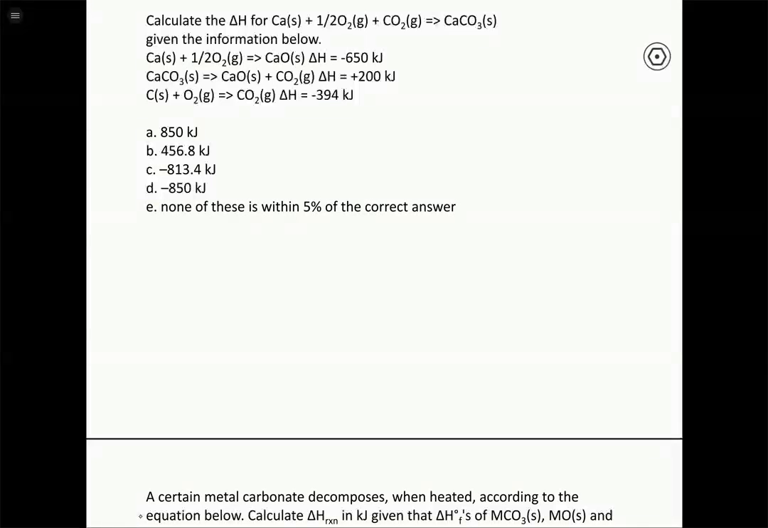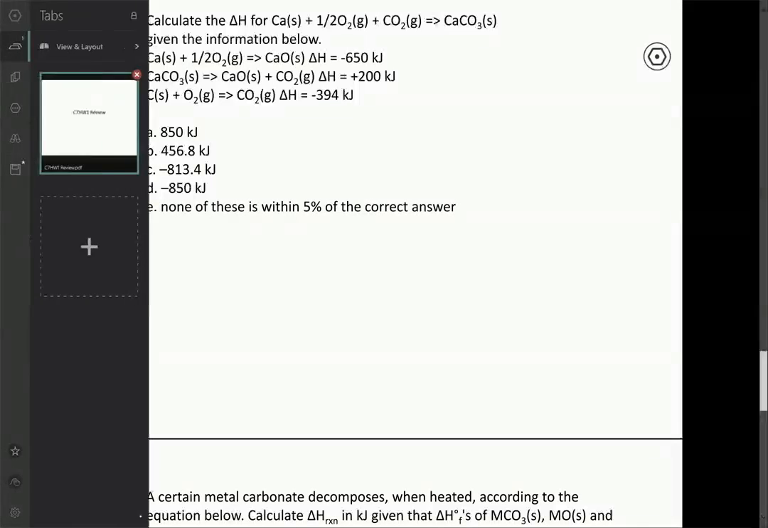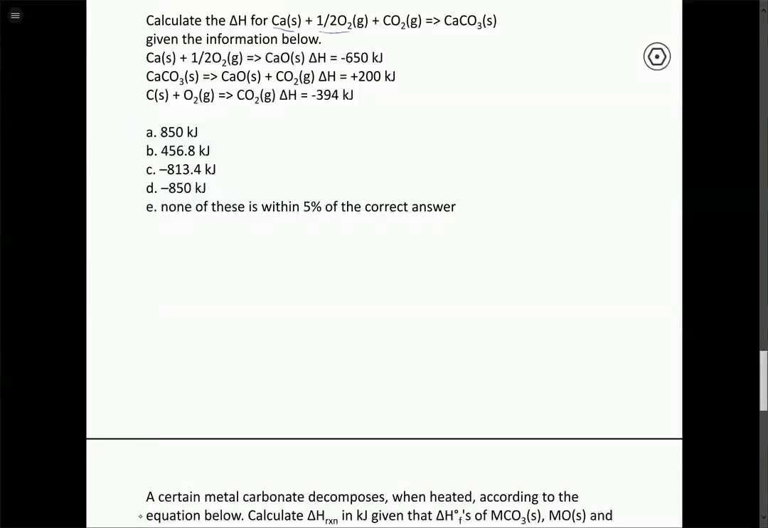So here we have a very similar one to what we did in class. We want to know the delta H for this reaction, which is calcium plus 1/2 O2 plus CO2 making calcium carbonate.